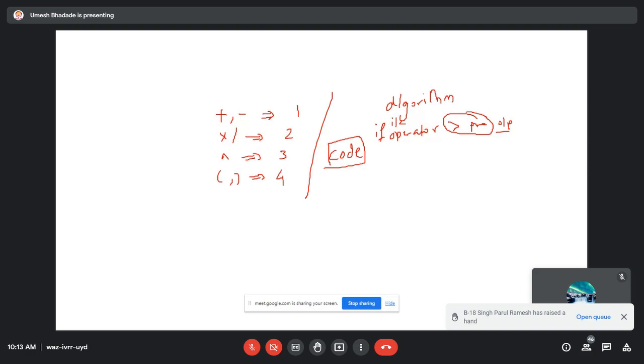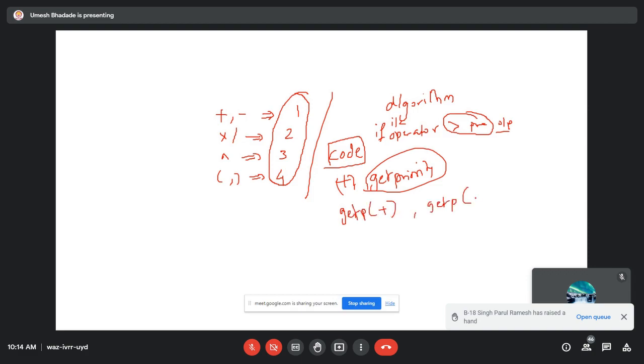But if you want to implement it, then definitely you have to use some logic to assign priorities, and then compare. What if the operator is plus? Then I will say first get priority level. This function I will write, and then I will get the priority level of plus. I will write get p plus, then get p star. So you will get priority 1 here, and you will get a higher priority there. So the precedence of this is higher. In this way we have to implement it, right? So the implementation part is altogether different.